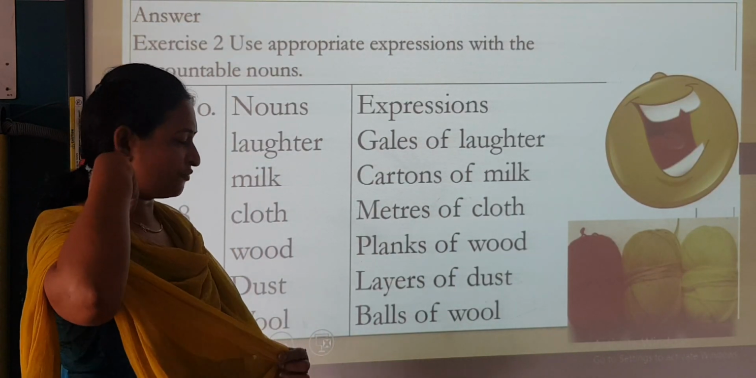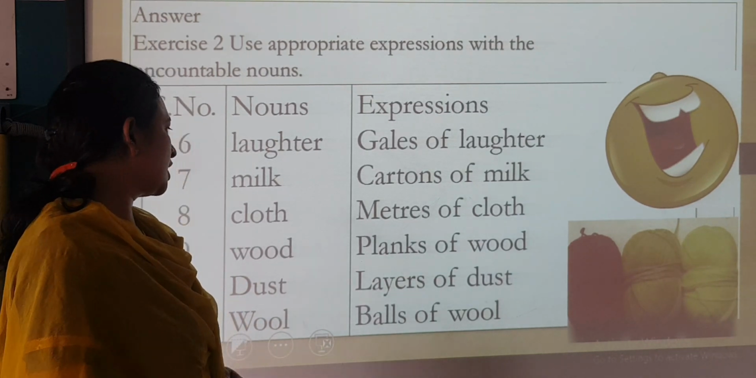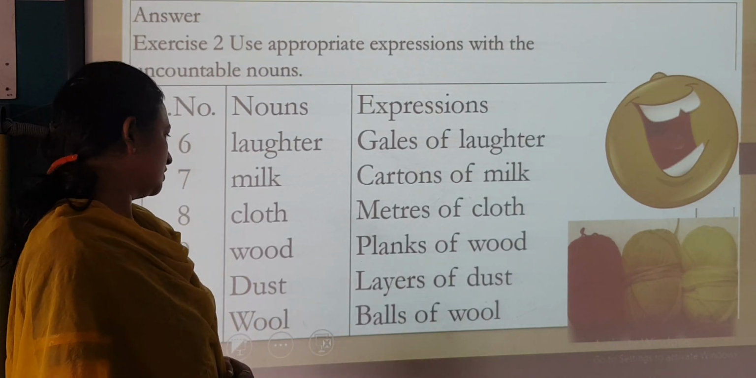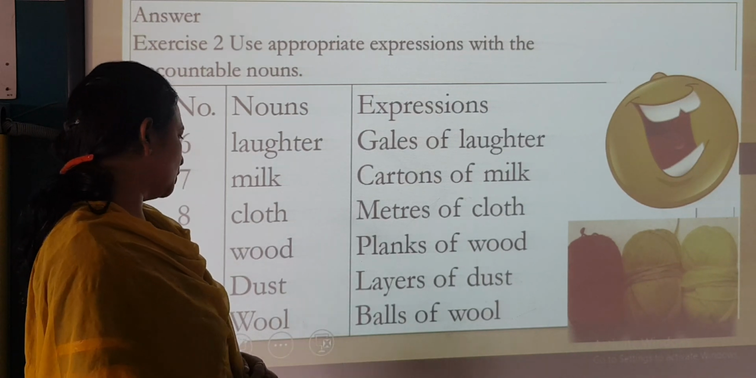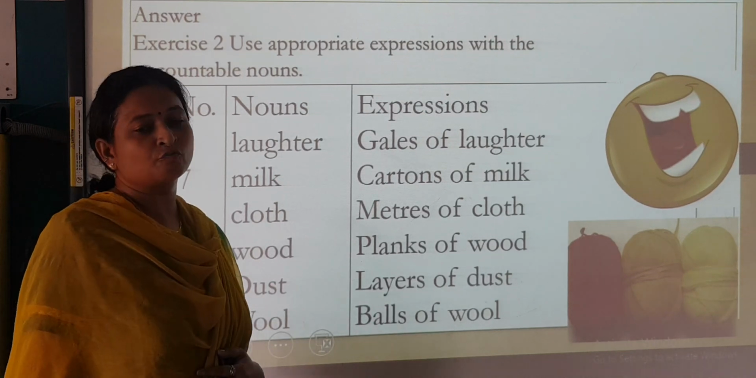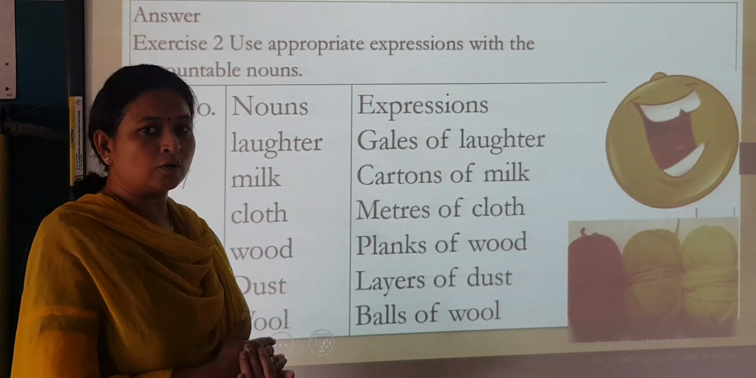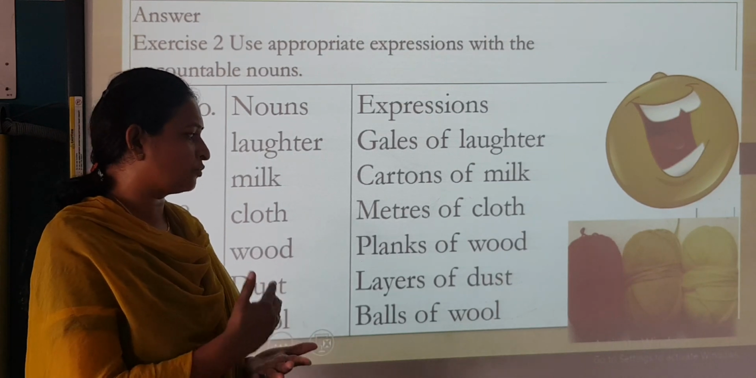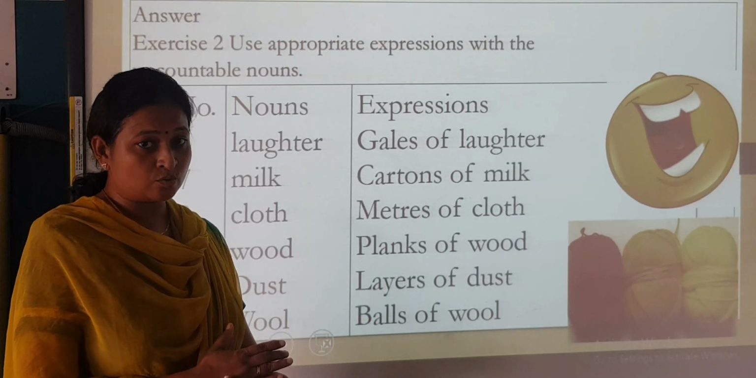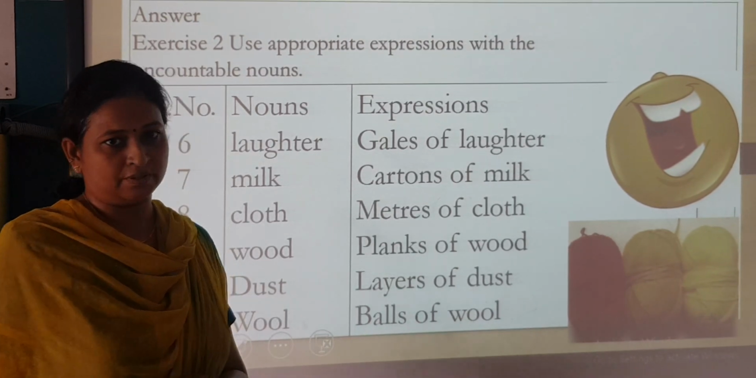Laughter, gales of laughter. Milk, cartons of milk. Cloth, meters of cloth. Wood, planks of wood. Dust, layers of dust. Wool, balls of wool. So these are all uncountable nouns. Which are uncountable nouns? Laughter, milk, cloth, wood. These are all uncountable nouns. But when we use these expressions, we make them countable.